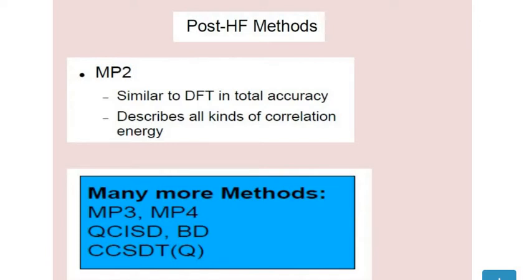MP2. What does it mean? Similar to DFT in total accuracy. Describes all kinds of correlation energy. Now you have learned about the energy, here correlated energy, correlation energy. So many more methods like MP3, MP4, QCISD, BD, CCSD, CCSDT, like that.